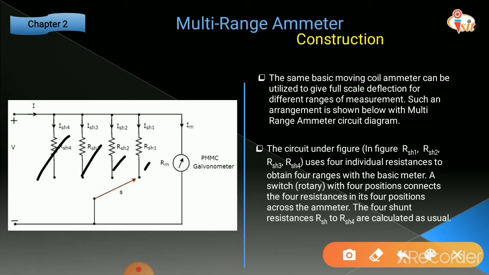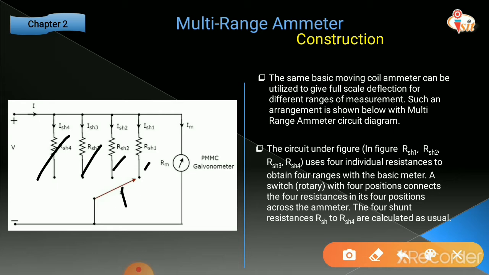A rotary switch with 4 positions. This is a rotary switch. Here are position numbers 1, 2, 3, 4. A rotary switch with 4 positions connects the 4 resistances in its 4 positions across the ammeter. This switch can connect positions 1, 2, 3, 4 across the galvanometer. The 4 shunt resistances RSH1 to RSH4 are calculated as usual. In the next slide we are going to see how to calculate RSH1, RSH2, RSH3 and RSH4.